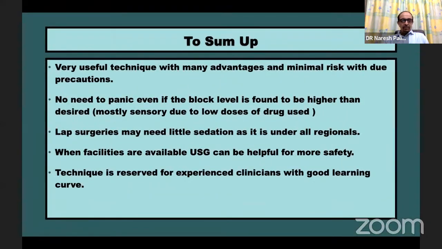To sum up, it's a very useful technique with many advantages and minimal risk with due precautions. No need to panic even if the block level is found to be higher than desired. Lap surgeries may need a little sedation, and it should not be considered a failed block. When facilities are available, ultrasound can be helpful for more safety. The technique is usually reserved for experienced clinicians with a good learning curve.